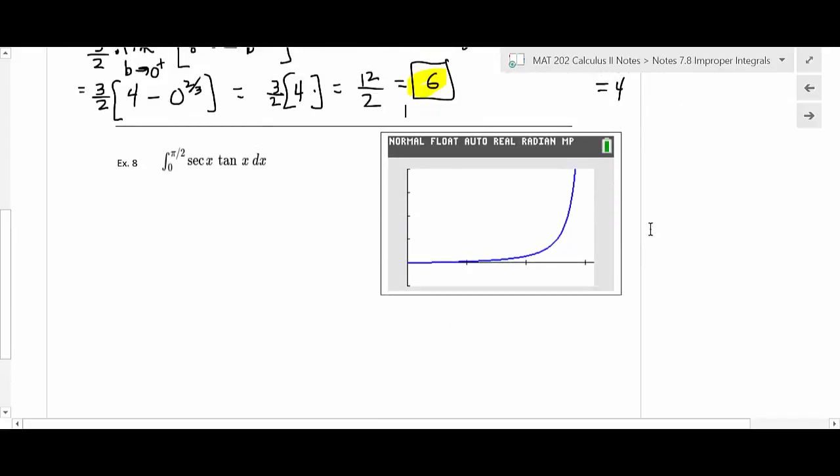What do you think of a secant tangent integral? What if that was on the gateway test? Would you like that? Yeah, because what do you differentiate that gives you a secant tangent? A secant. I like that integral. Sometimes they're real simple. So what we're going to do on this one now is you've got to know where the asymptote is.